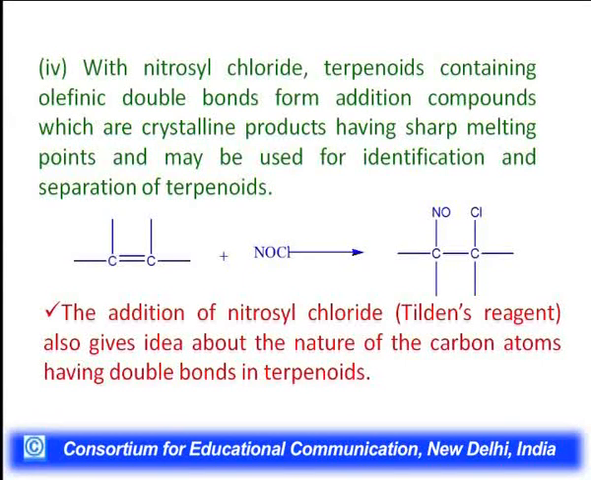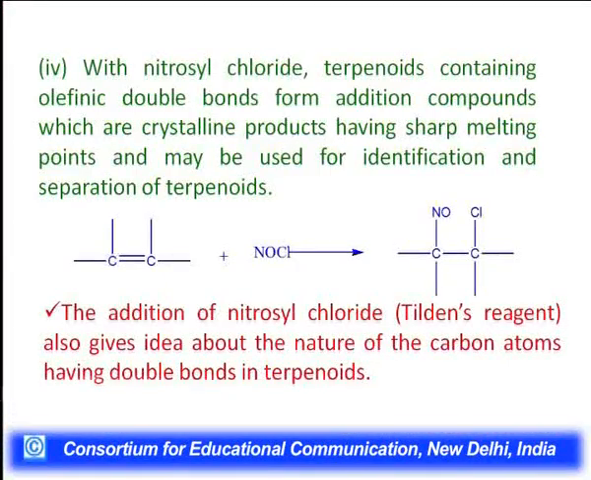Then comes the unsaturation, which gives addition products with nitrosyl chloride. When the terpenoids containing olefinic double bonds form addition compounds, these are crystalline products having sharp melting points and may be used for the identification and separation of the terpenoids. Here again we have taken a reaction in which we have added nitrosyl chloride, the Tilden reagent, to the carbon-carbon double bond, and we will get here the addition product, which is again a crystalline addition product. The addition of this nitrosyl chloride, that is the Tilden reagent, gives the idea about the nature of the carbon atoms having the double bonds in the terpenoids.